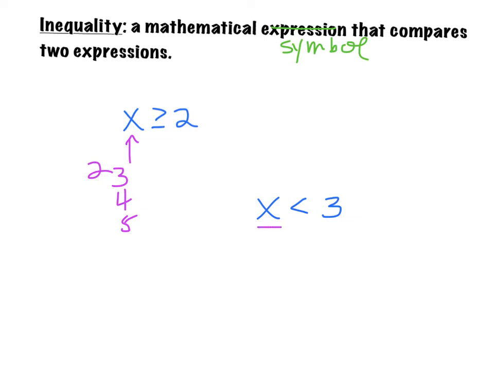Okay, same thing here. You can fill in numbers that would make that true. 0 is less than 3. That works. 2 is less than 3. 2.9 is less than 3. There's a ton of numbers that work, but that's the definition of an inequality.